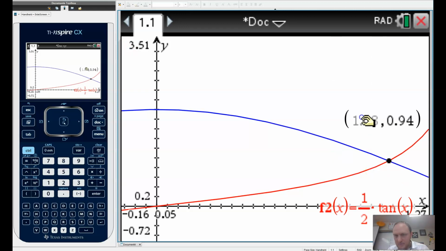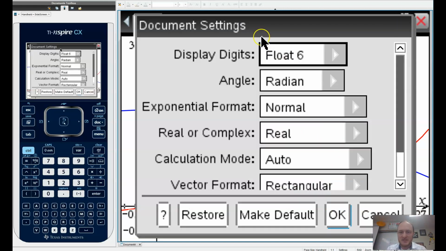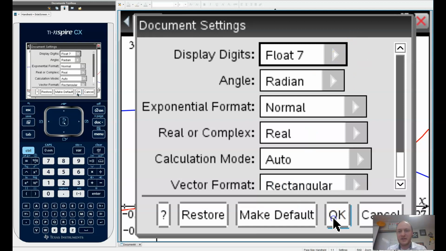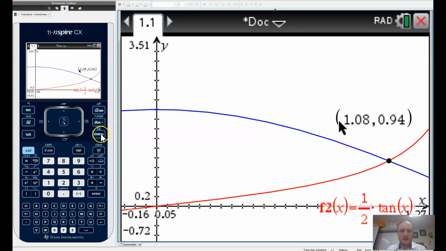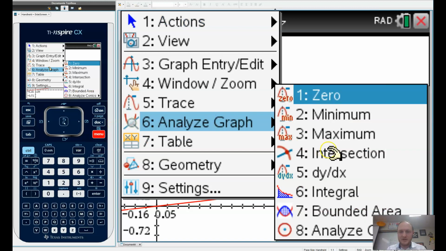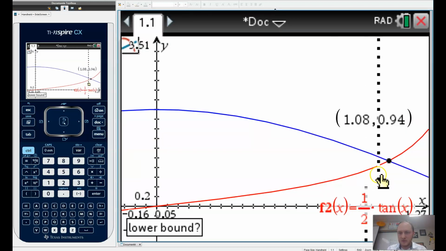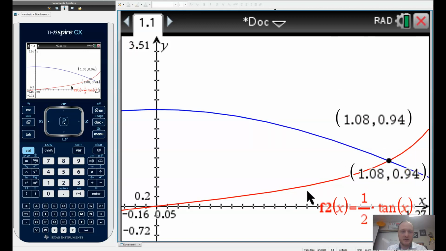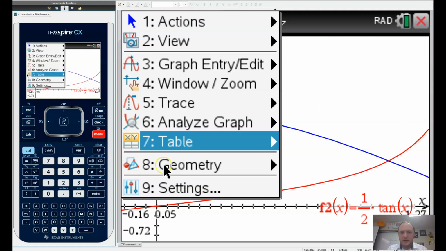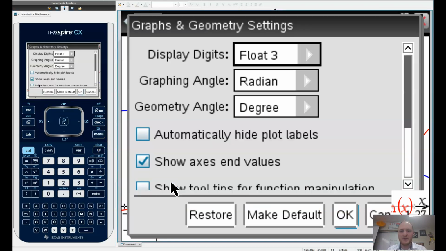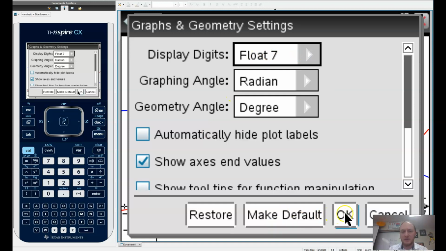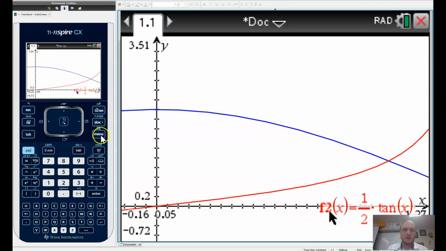and 1.08, what is this? I'm going to have to adjust my settings. Float. I should have caught it with float 6. What's going on here? Analyze graph. Intersection. Hold on, let me pause video and figure it out. So menu, and then I'm going to go down here to the bottom. 9, settings, and then here it's at float 3. So again, if you're not getting more than 3 integers, you want to make sure you do that.